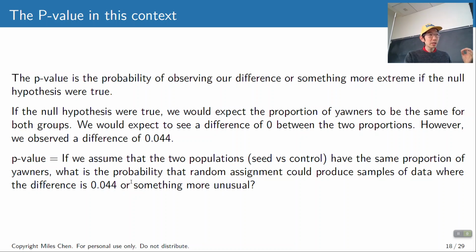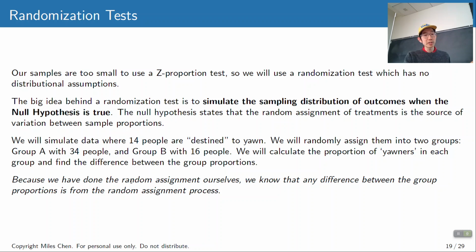So rather than relying on the central limit theorem, we are going to use randomization, okay? We're going to simulate what could happen in the sampling distribution when the null hypothesis is true. The null hypothesis says that the random assignment of treatments is really the only source of variation between our two sample proportions. It didn't have to do with being in the control group or the treatment group. It's just the random assignment process.